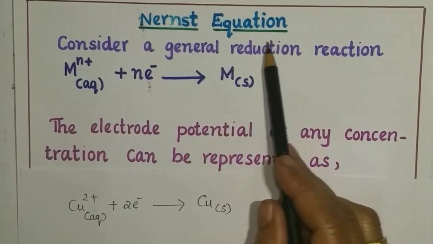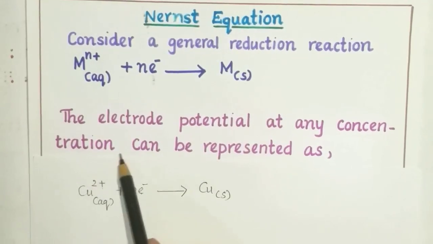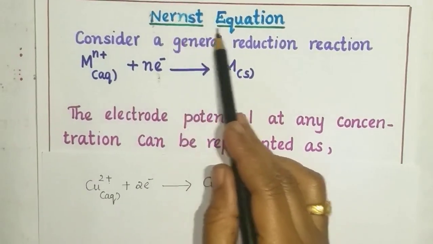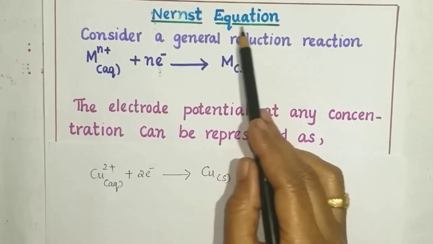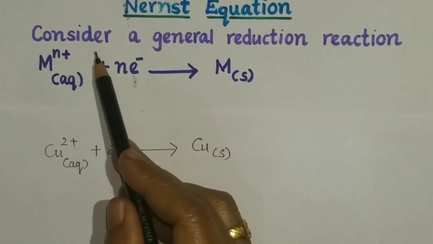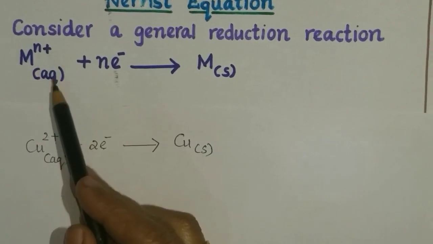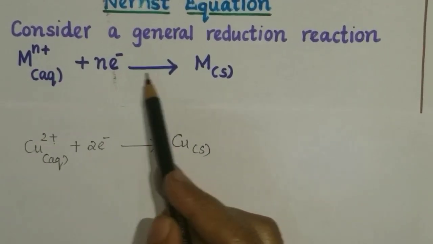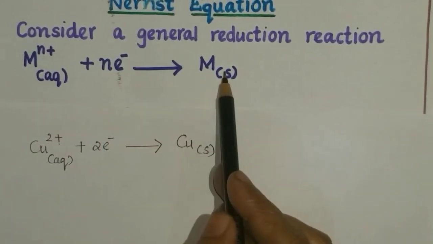Nernst equation. The electrode potential at any concentration can be calculated by using this Nernst equation. It is a very important one. For writing the Nernst equation, consider a general reduction reaction: Mn+ aqueous plus n electrons gives M solid. This is a general reduction reaction.